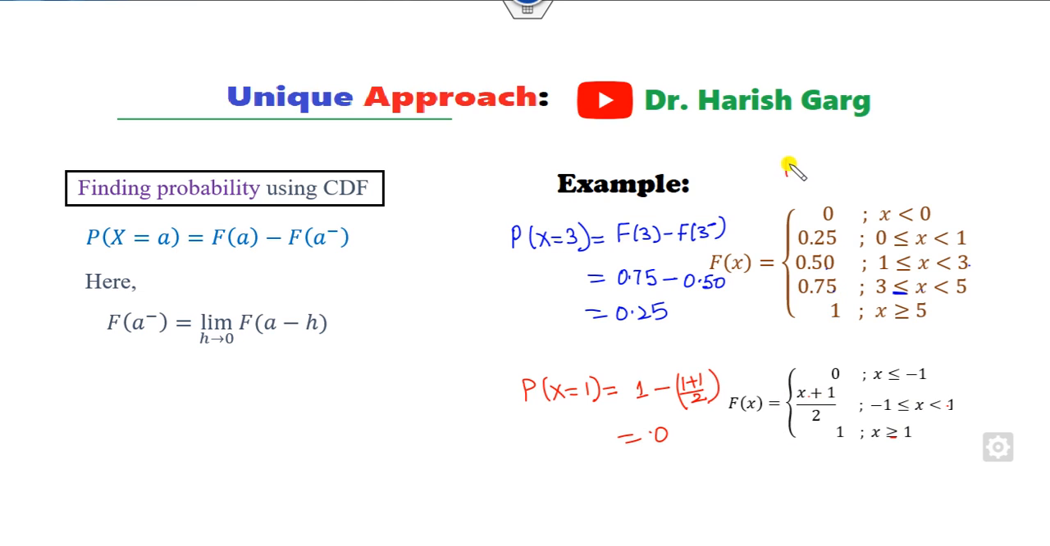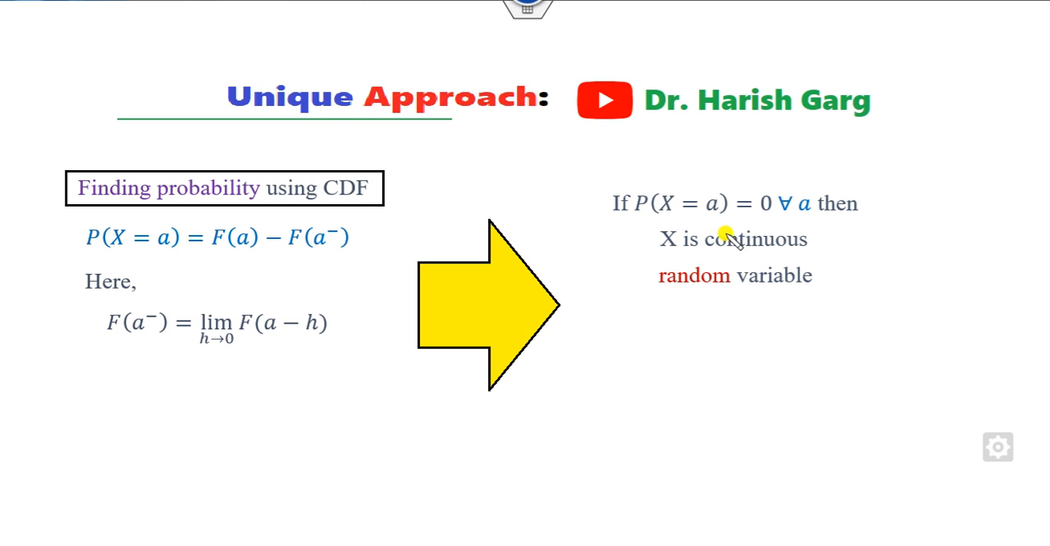Now similarly you can find the probability at any of the points, let's say 4. What is F of 4? F of 4 minus F of 4 negative. F of 4 lies here, so it is 0.75. What is F of 4 negative? Again it lies in this case, so again its value is 0.75. So it comes to be 0. You can see at some points it is 0, and at some points it may not be 0.